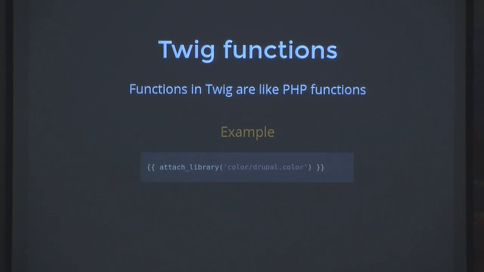There are also functions that are usually a little bit more complex than the filters. They can have multiple parameters. One example is attach_library, which simply attaches a library for the current template. These are like PHP functions. There is no difference between them. But they are not the same as PHP functions, so your PHP functions are not automatically available as Twig functions. You have to map them to be available in Twig. And that happens using a Twig extension.